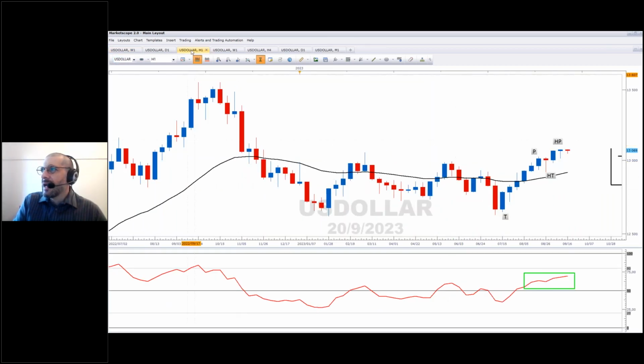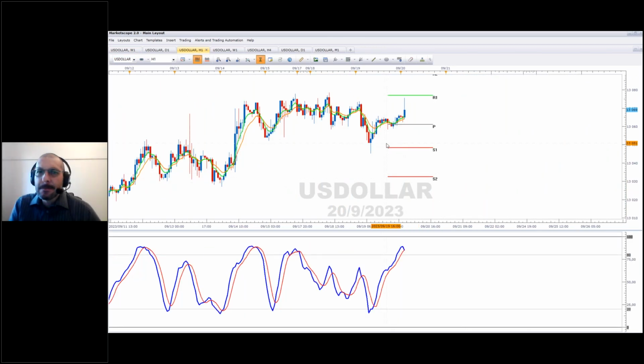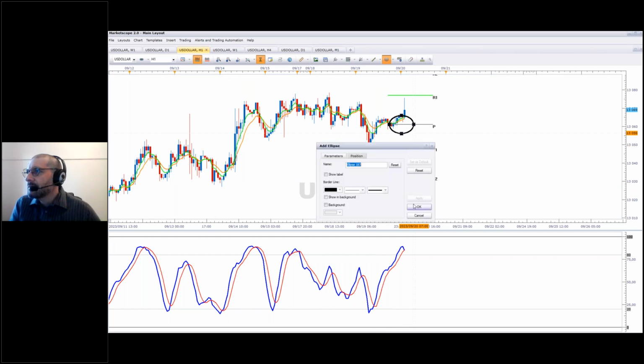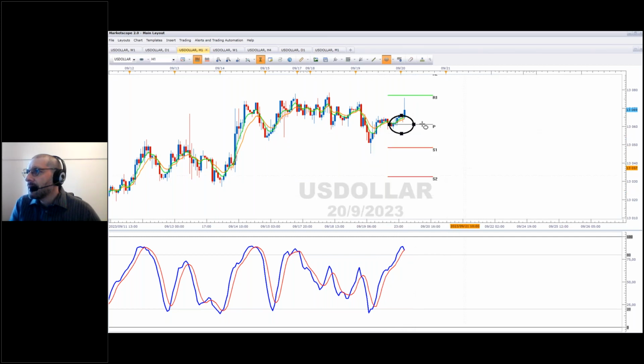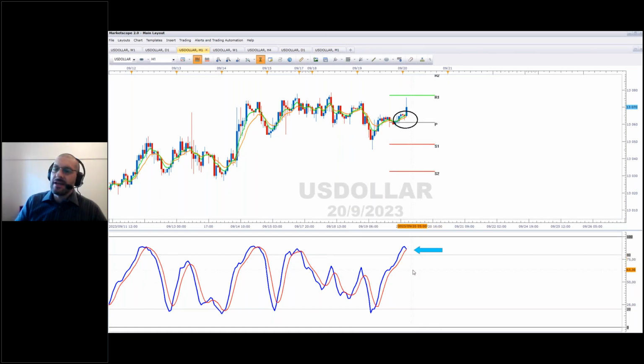All right, let's go through to the hourly chart here. We can see that there is a bullish crossover on the dollar. We can see that it is in the upper quintile. So it does look as if there is support for the US dollar as we start out at the trading day.